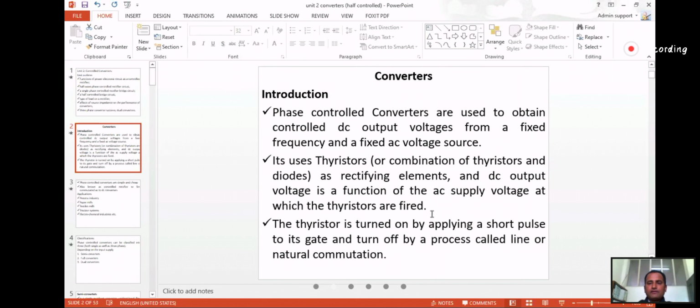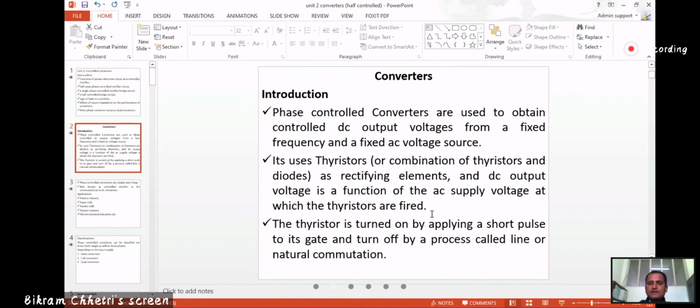So from the fixed frequency and fixed AC voltage source, because the input voltage is fixed and the supply frequency is 50 hertz, we are going to obtain a controlled DC output voltage. So it uses thyristors, and similar to what we have seen in the uncontrolled converter, in some cases it's a combination of a thyristor and a diode as a rectifying element.